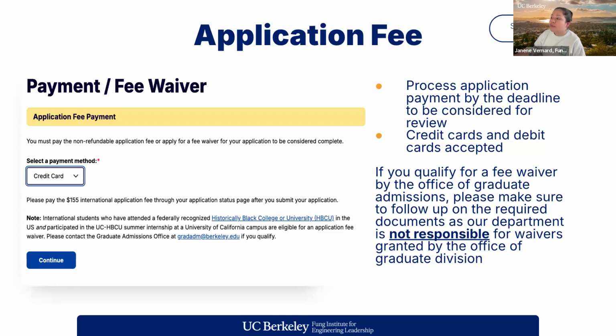If you qualify for a waiver by the Office of Graduate Admissions, please make sure to follow up on the required documents, as our department is not responsible for waivers granted by the Graduate Division. We may offer waivers in the future, so please stay tuned for any communications from our office moving forward.